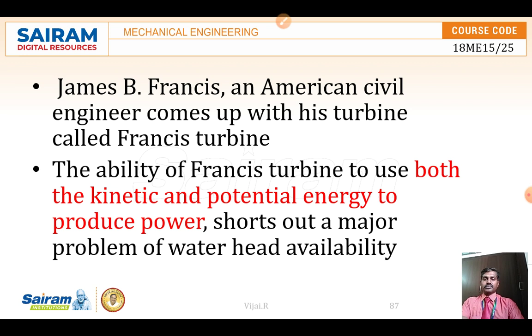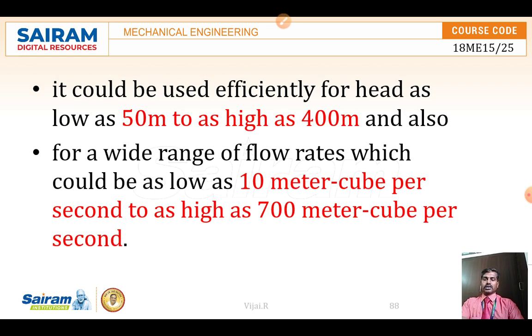Here the flow rates may be as low as 10 meter cube per second to 700 meter cube per second. The water flows from a dam or reservoir with a height of 50 to 400 meters. Only there can we use this type of Francis turbine.